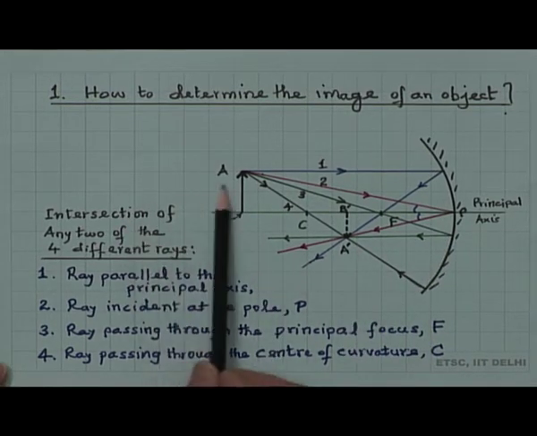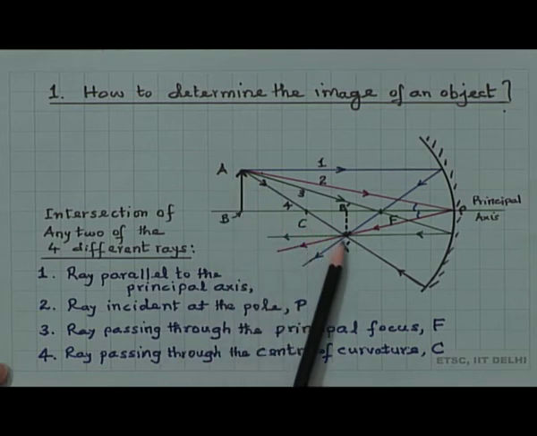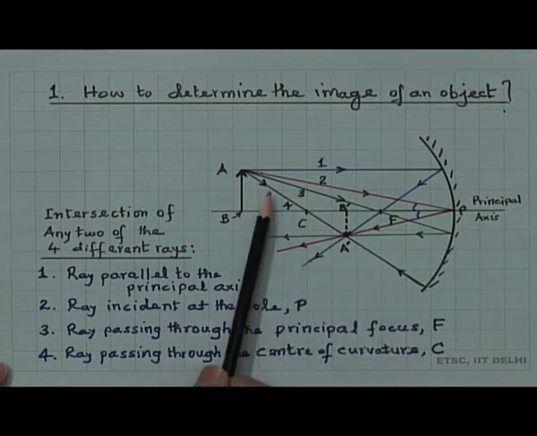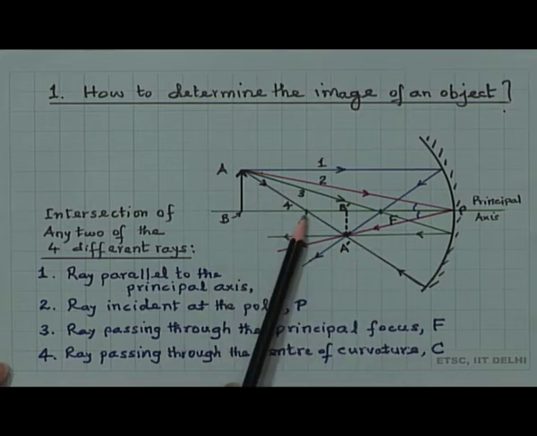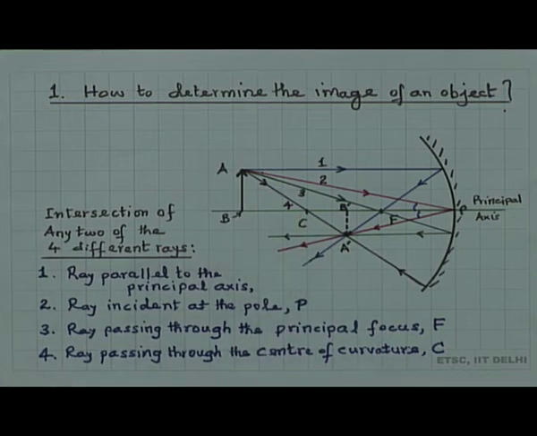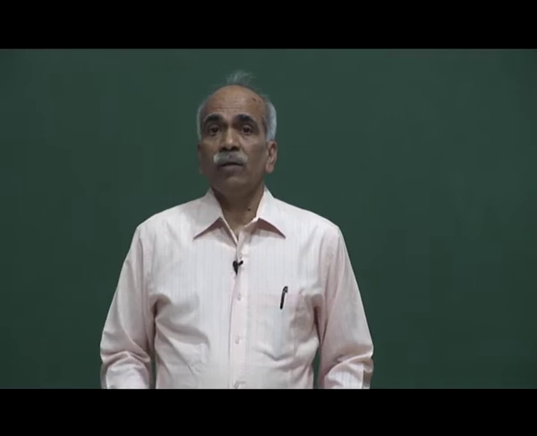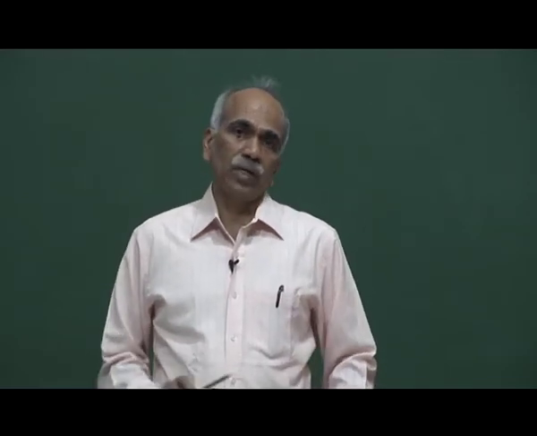A ray which passes through the center of curvature will be reflected back along the same line, because we know that the line joining the center of curvature to the periphery on the mirror is normal to the surface, and therefore any ray incident along this line will be reflected back along the same line. Depending on the application, we may consider any two suitable rays to determine the point of intersection and hence the location of the image.